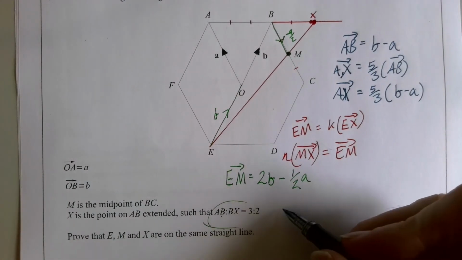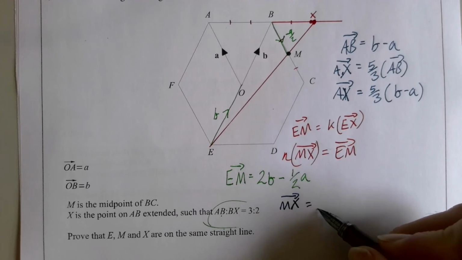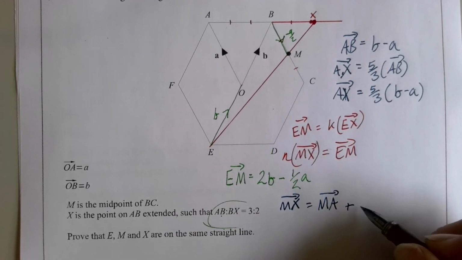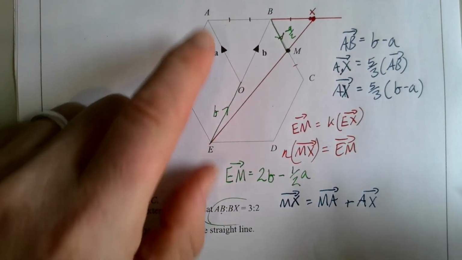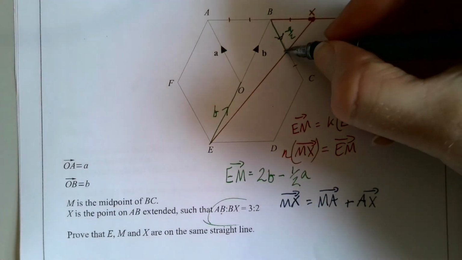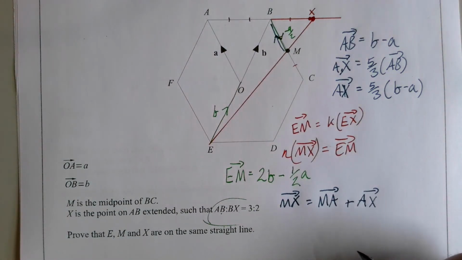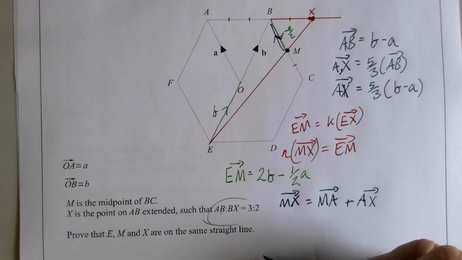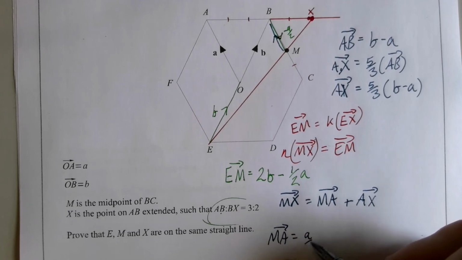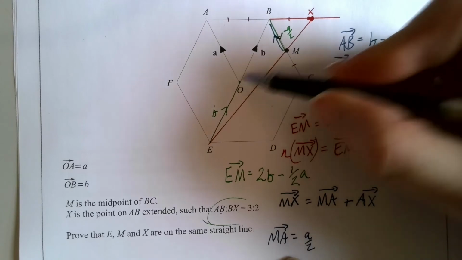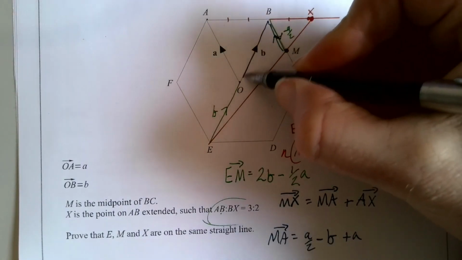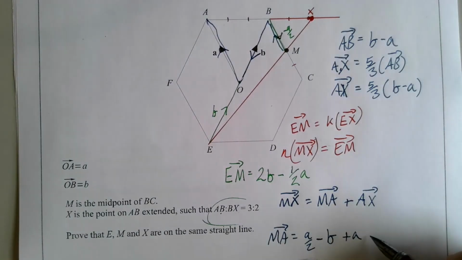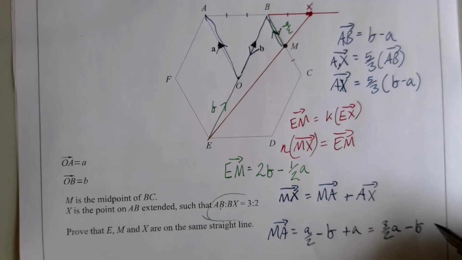To do M to X, we do the same trick as before. It is going to be M to A plus A to X, which is a bit strange, I must admit. So now, in order to get from there to there, we need to do a half movement that way, which is plus A over 2, and then I'm going to go down there, take B, and then I'm going to go up there again, plus A. So I'm doing that, and then that, and then that. So that gives me 3/2 or 1.5 A, and a whole negative B.